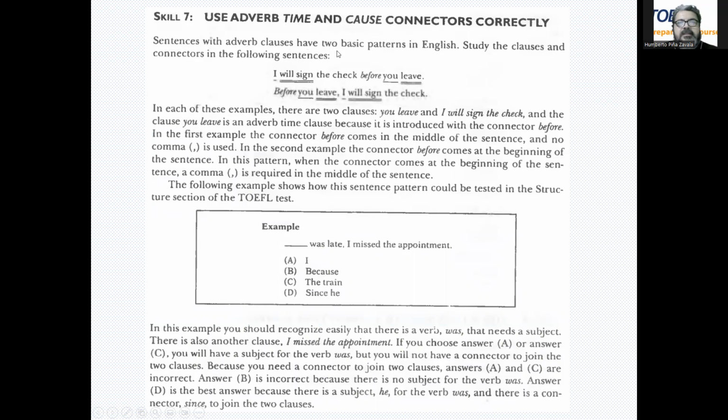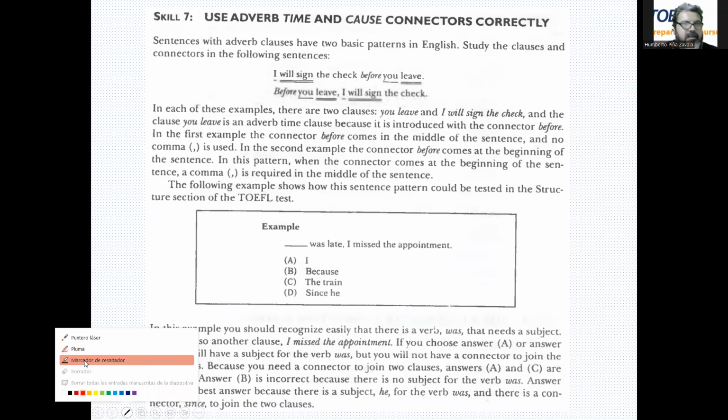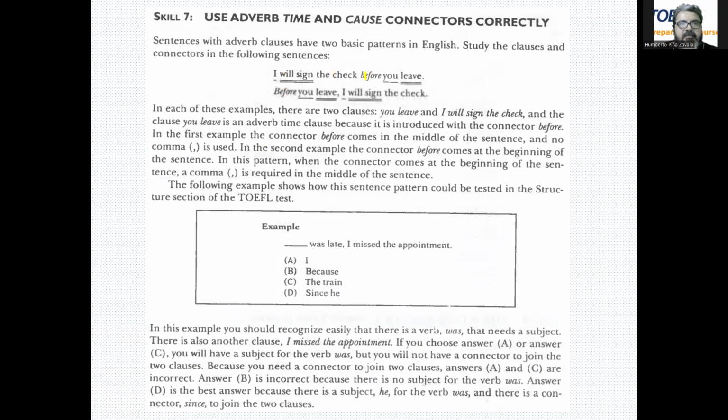Sentences with adverb clauses have two basic patterns in English. Look at these examples. Study clauses and connectors in the following sentence. Here, I will sign the check before you leave, or before you leave, comma, I will sign the check, okay? In each of these examples, there are two clauses. You leave, and I will sign the check. The clause you leave is an adverb time clause because it is introduced with the connector before.